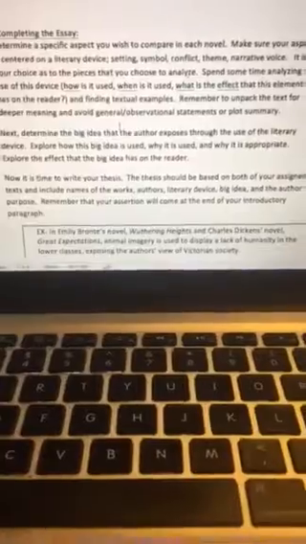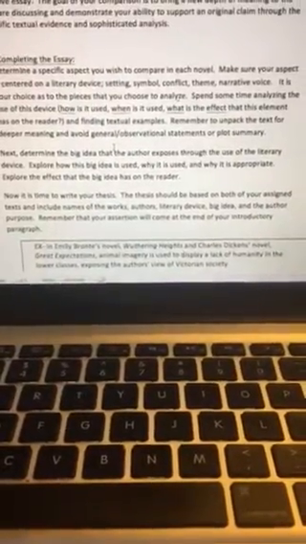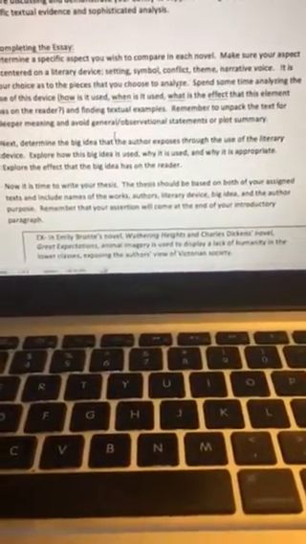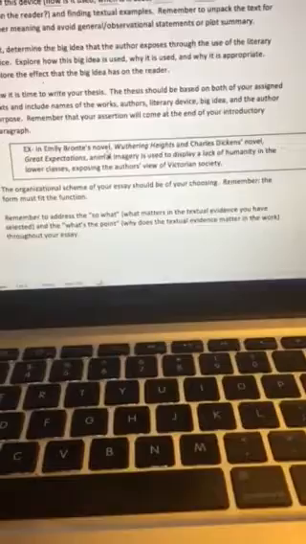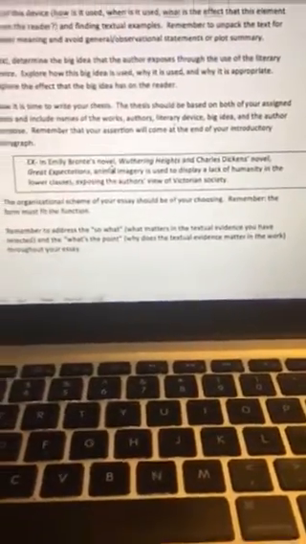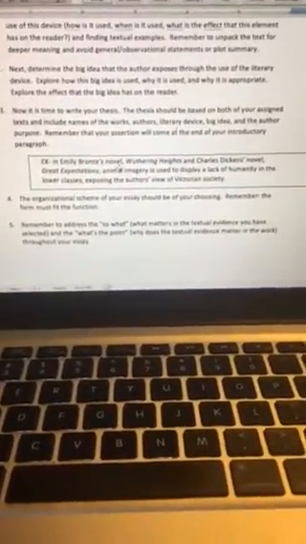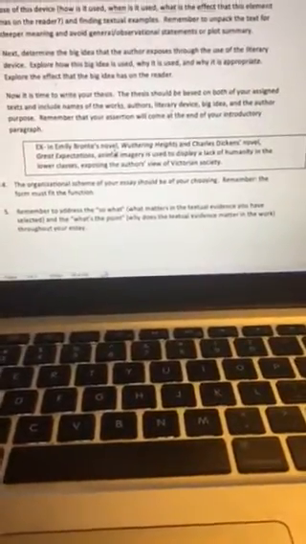Now, when you're writing your thesis, there are quite a few things that need to be included. You need to have the names of both of your texts, the authors, the literary device, the big idea, and the author purpose. Okay, and you have to remember that your thesis, I apologize, that should say thesis, comes at the end of your introductory paragraph. So I've given you an example here. I want you to mark it and find all of those things that I've just said have to be included in your thesis.